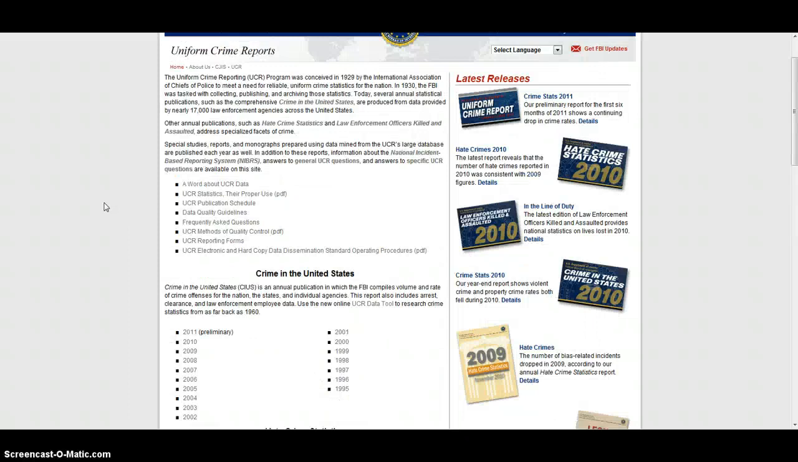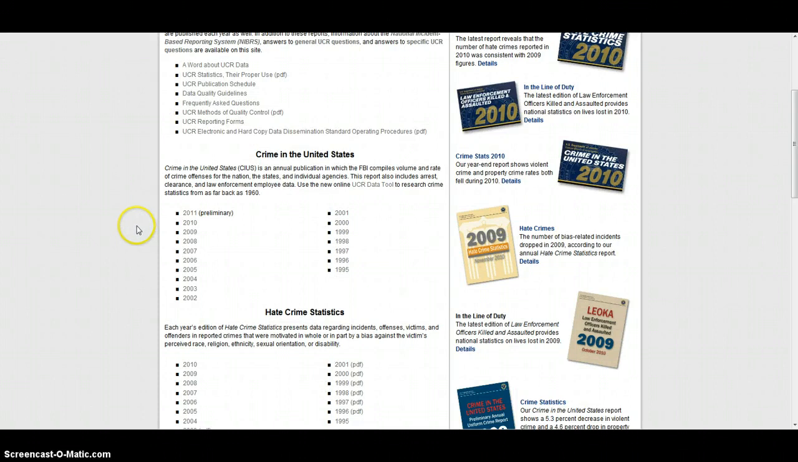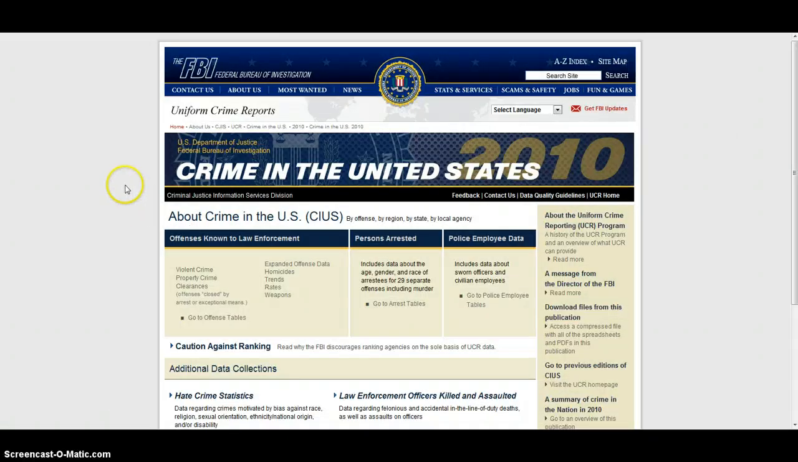For those that would like to take a look at the UCR more closely to see what kind of information it can provide, we're going to check out the 2010 UCR. Now, obviously, you can see here that the 2011 report is available, but it is only preliminary because it does take some time. In fact, it takes about a year or so for the report to be complete. And so the 2010 report is the most recent, consistent, and completed report.